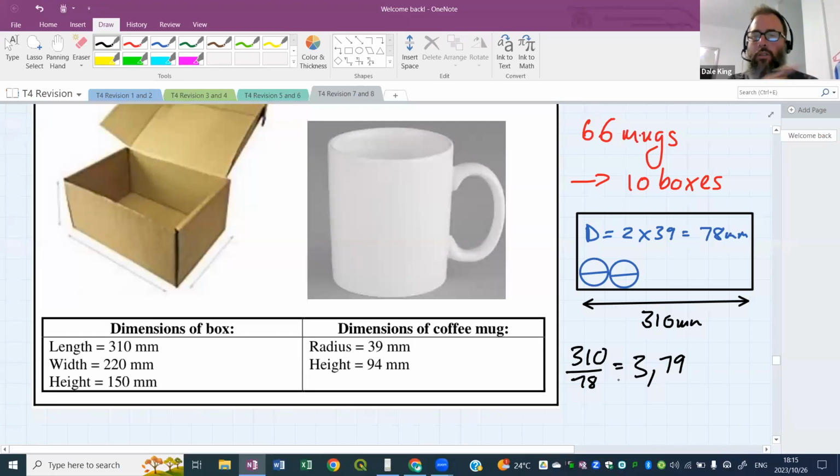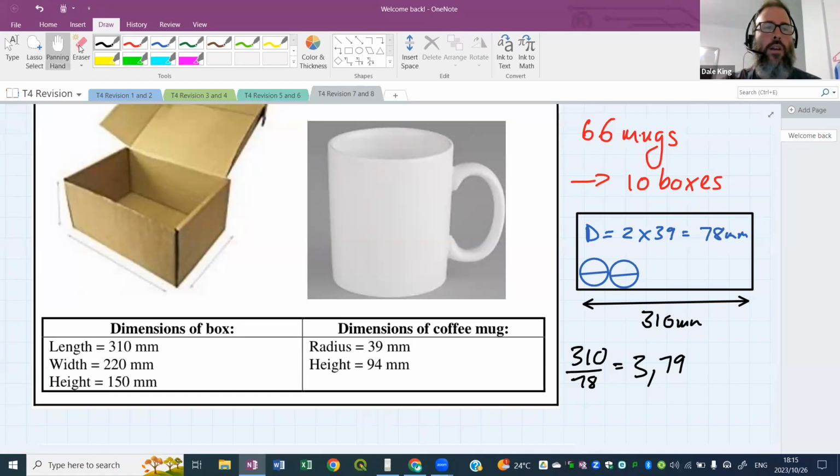So we're taking the whole length of the box and cutting it up into mug spaces. And it says here we can fit 3.97. Now, be careful. That's not 4. Do not round up to 4 mugs. There will not be space for 4 mugs here. Only space for 3 mugs and a bit.